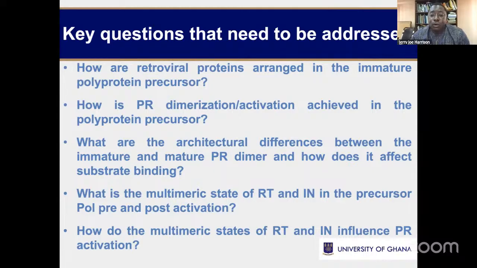Protease dimerization or activation is required for the maturation process. And so the question is, how does that happen? Do we have any architectural differences between the mature protease and the immature one? And how does it affect substrate binding and stuff like that? There is reverse transcriptase, there's integrase in the pol. How do these look like really when they are still all together as a polyprotein precursor? And how do these multimeric states of the RT and integrase influence protease activation?